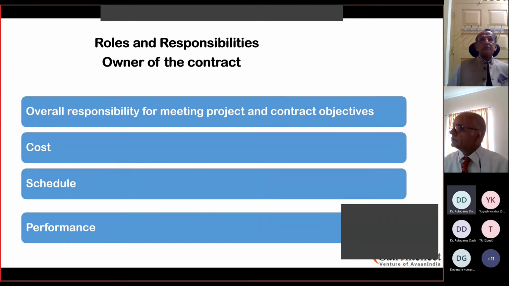Right, now let's look at the responsibilities and the roles of the contract owner. Overall responsibility for meeting project and contract objectives. He is totally responsible for the cost as long as it is budgeted and as per the contractual terms. The schedule has to be kept, unless there is a force majeure. The schedule has to be kept going. Then performance. Performance, especially in a project, is evaluated very much as per project contract management norms.